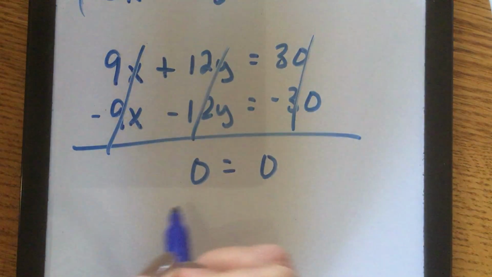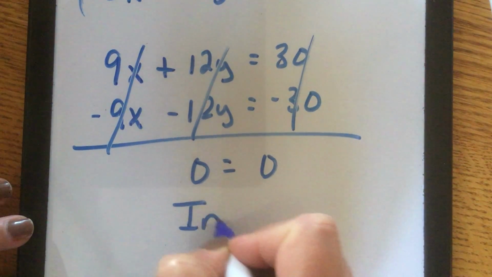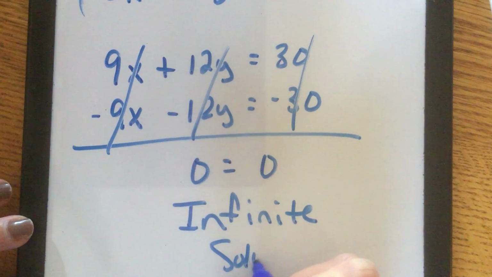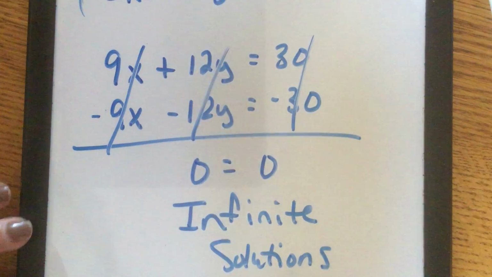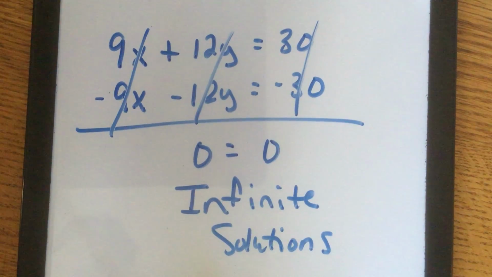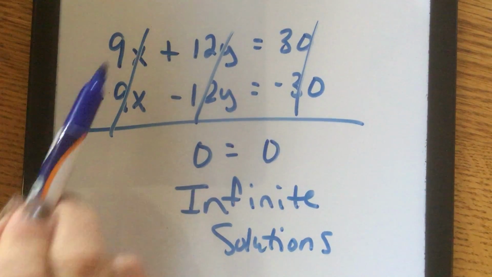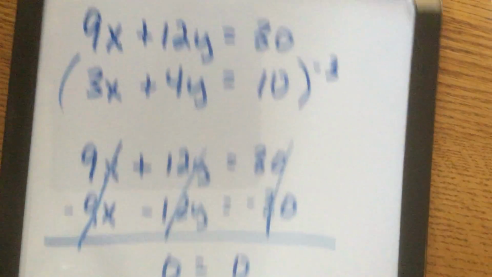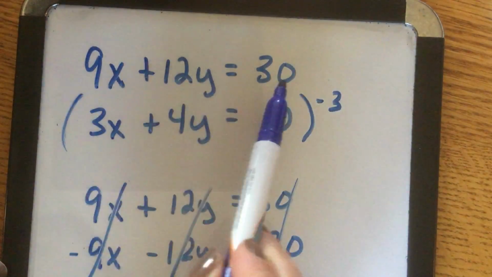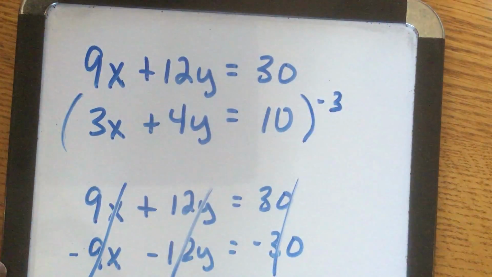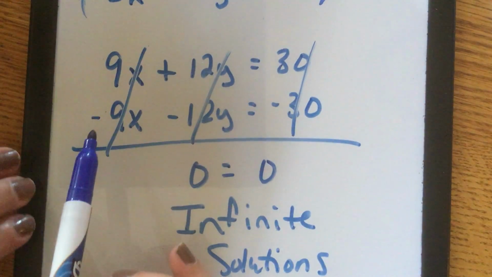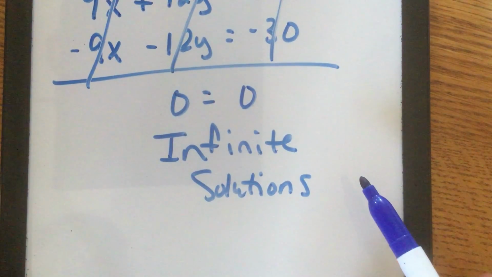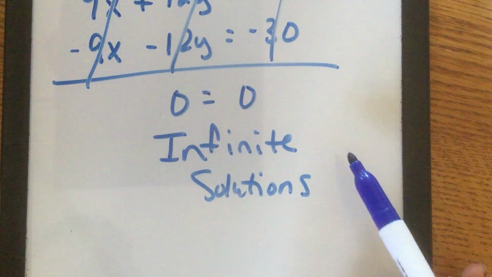When you get 0 equals 0, you are going to say infinite solutions. That means there are a whole lot of answers that work. Basically, anything that works in this equation also works in this equation because they're basically the same equation. I know they don't look like they're the same equation at the beginning, but the top one is just a multiple of the bottom one. So when you go to eliminate an x, you're also going to eliminate everything else. So 0 equals 0 will mean that there are infinite solutions.